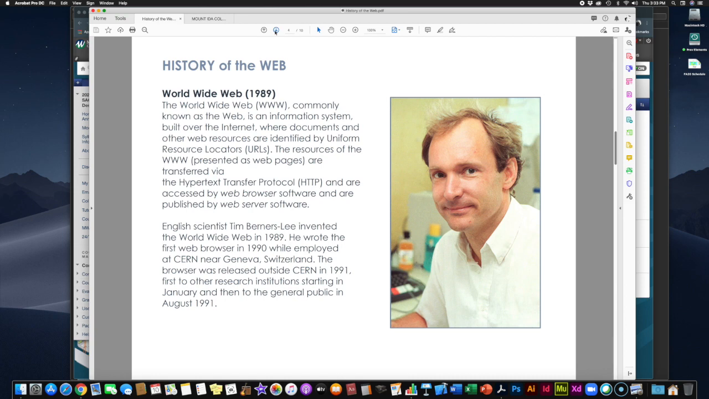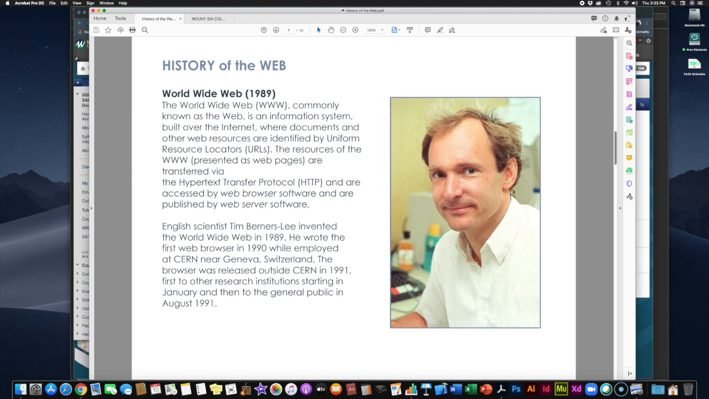The resources for the WWW, the World Wide Web, are presented as what we now call web pages, of course, which we take for granted now, but they didn't exist at the time, which is a weird thing to think about, that they're so common now. But at the time, people were transferring files just as files. There were no visual pages to land on to share information.